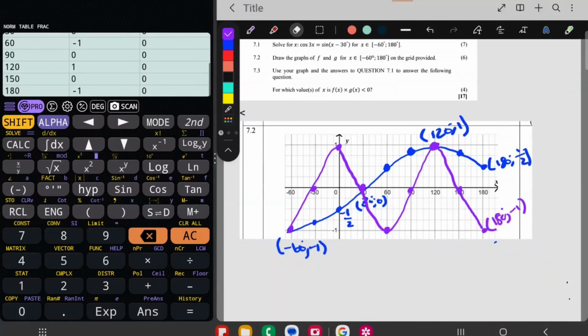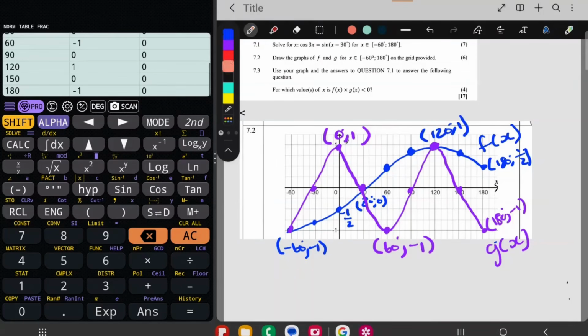Then I would also put the turning points in. So the turning point is the highest y value. It's this one here, 0 and 1. And then here's another turning point, but it's already there. And then here's also a turning point. This is 60 and negative 1. So I think that's it. And let's label them. The purple one is g of x. And the blue one is f of x.